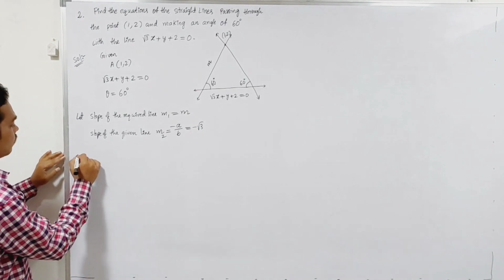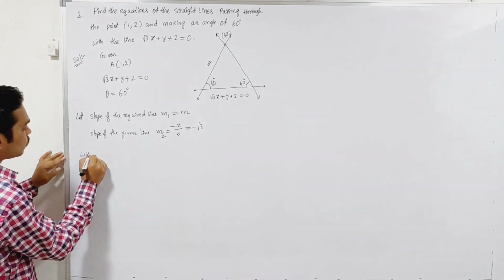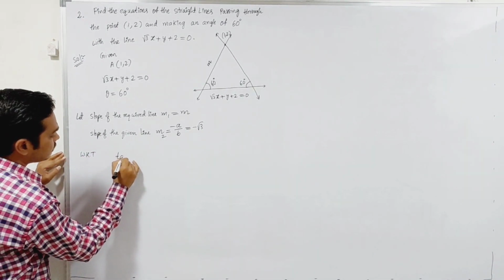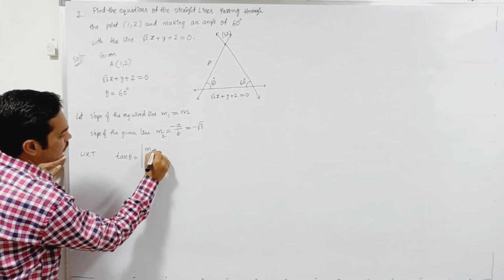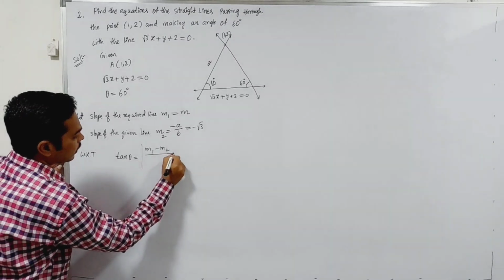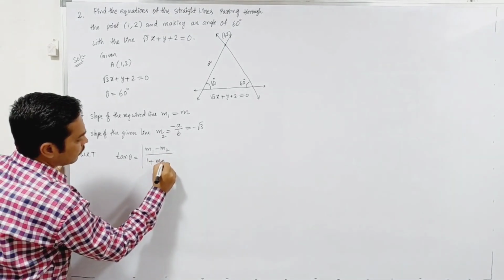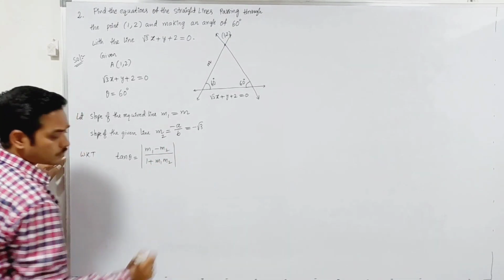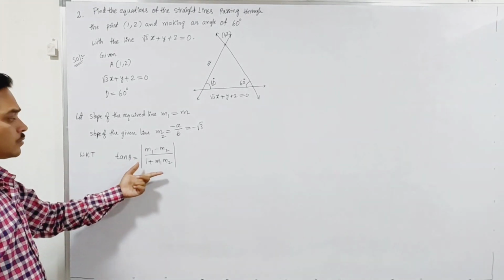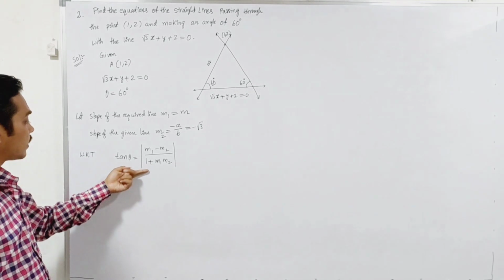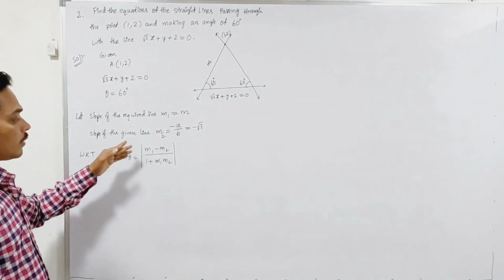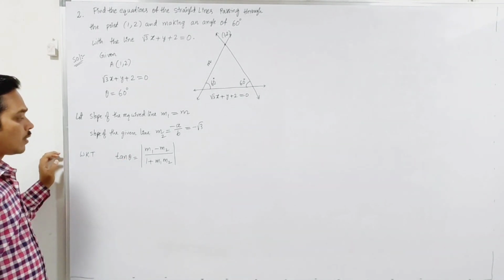We know one formula for the angle between two straight lines: tan theta is equal to modulus of m1 minus m2 by 1 plus m1 m2. This is the angle between two straight lines formula in terms of slopes.